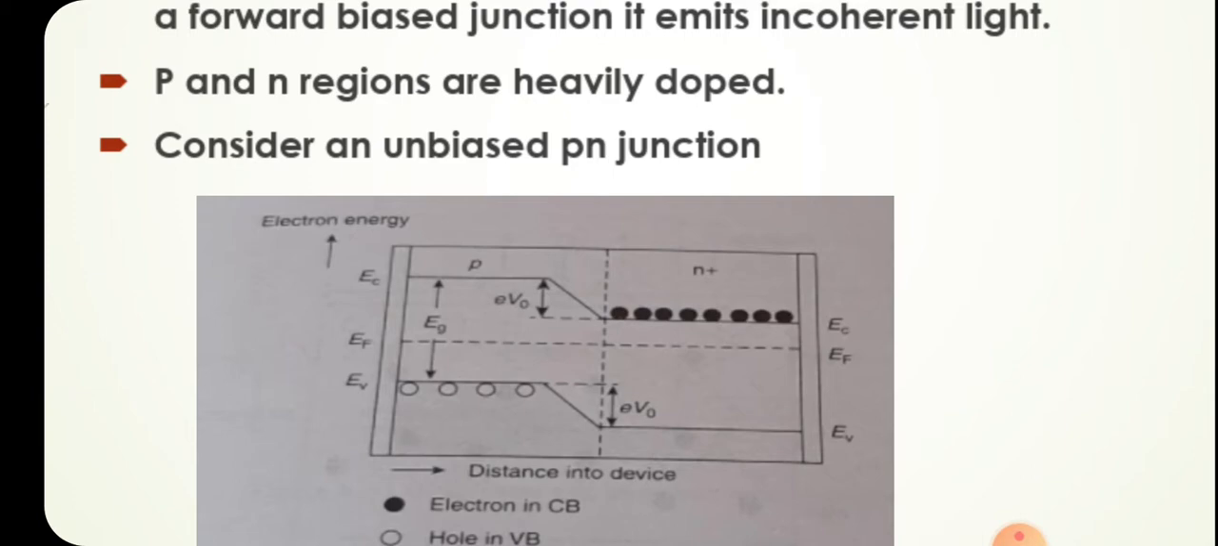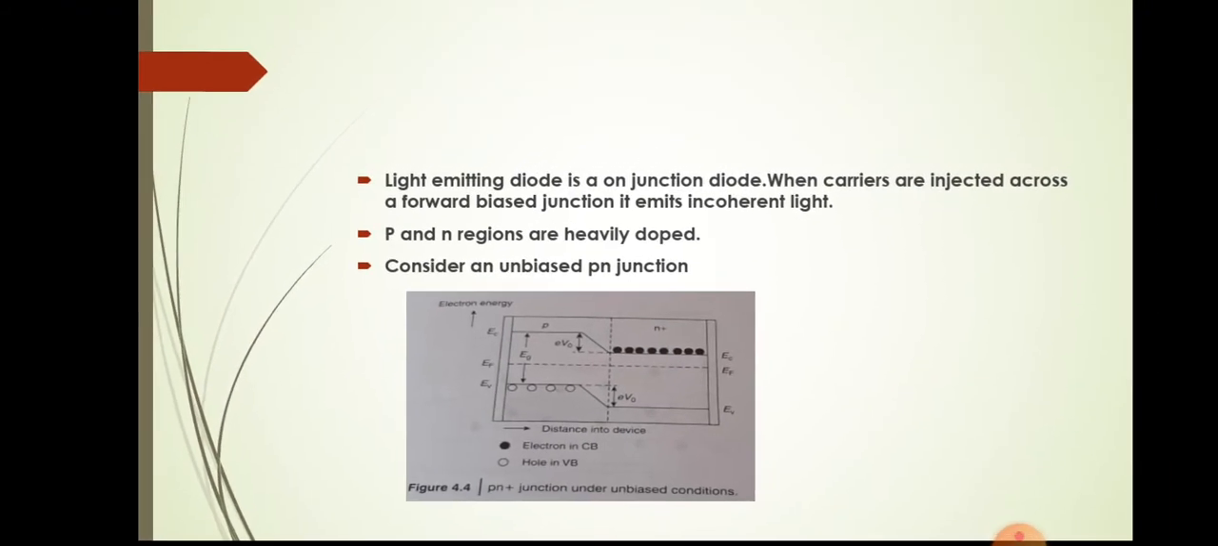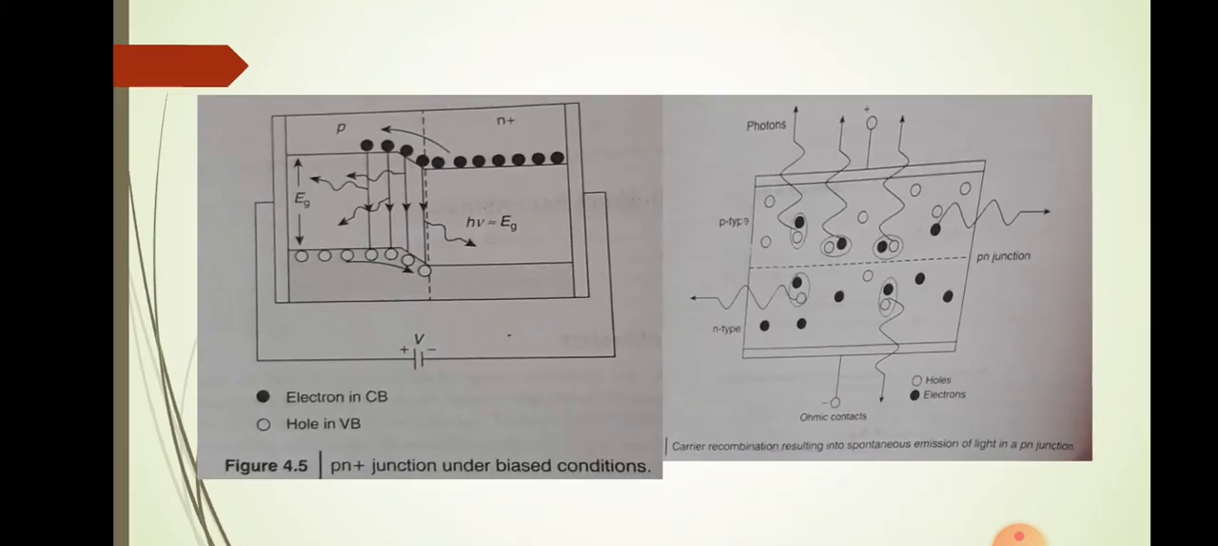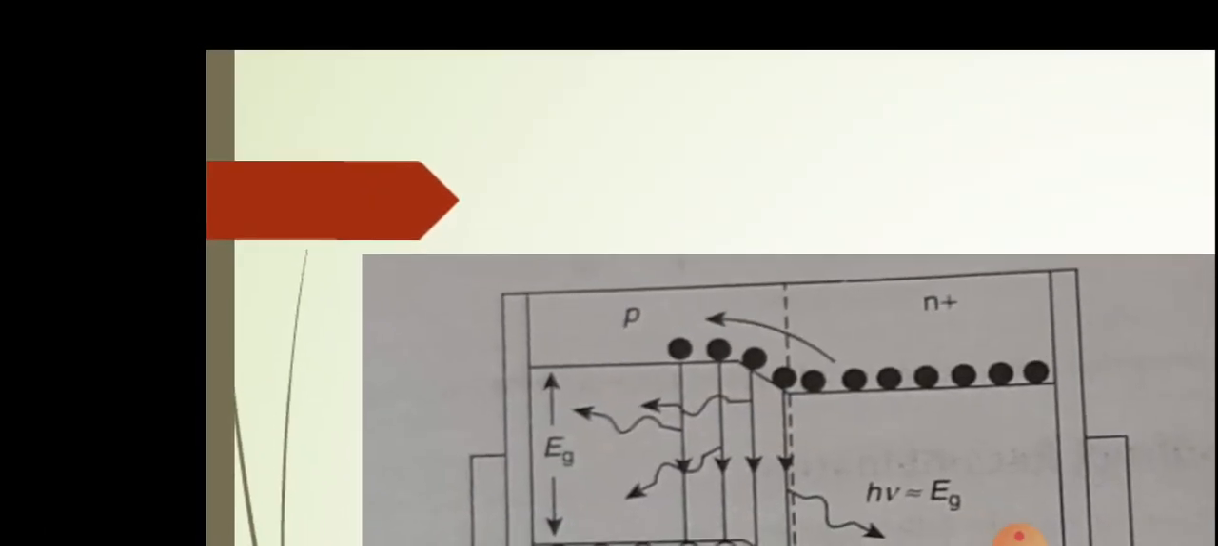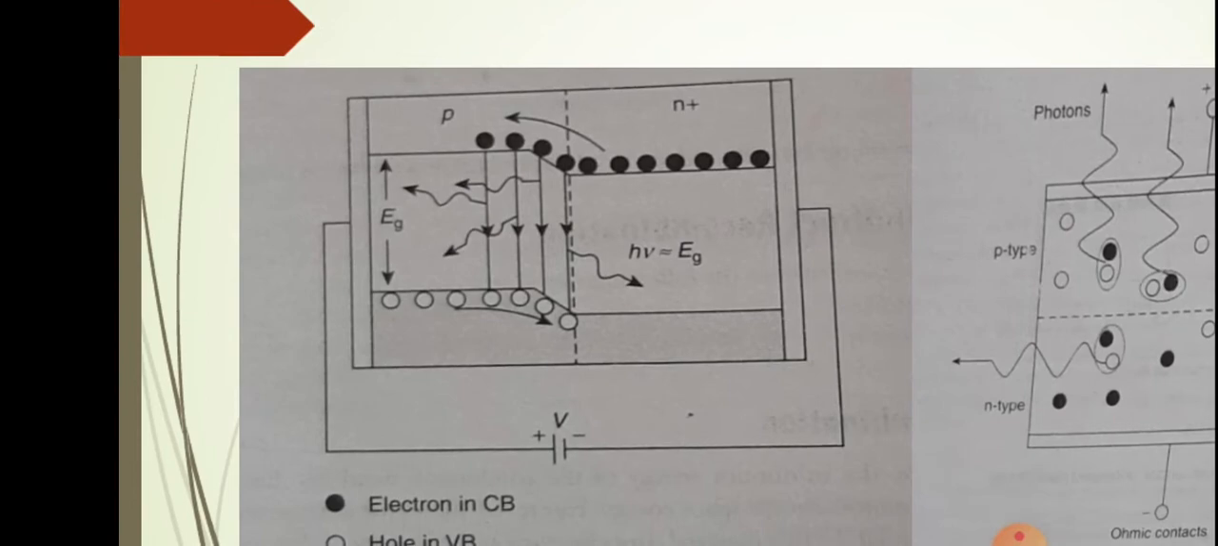That means the p side is connected to the positive terminal of the battery and the n side is connected to the negative terminal of the battery. That means we are forward biasing the PN junction and its diagram is shown here. You can see here. Sorry, we are connecting the negative terminal of the battery to the n side and the positive terminal of the battery to the p side.